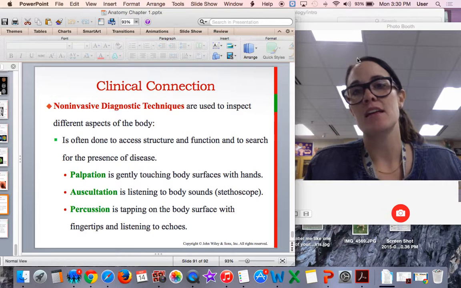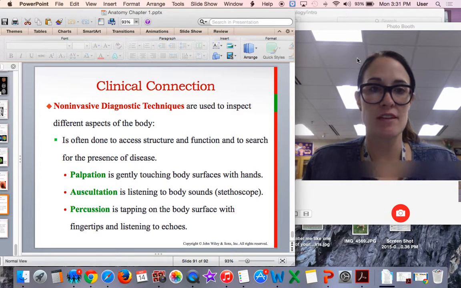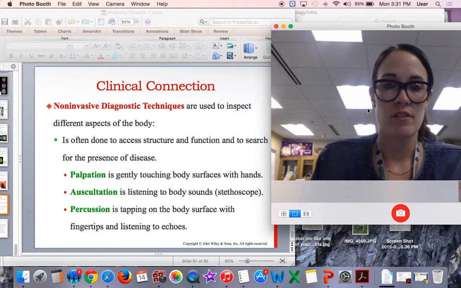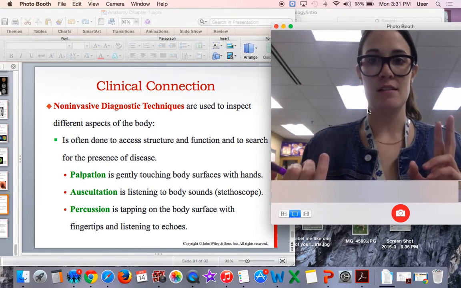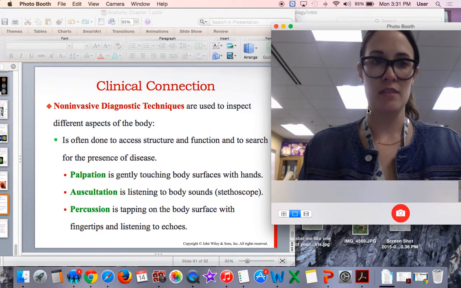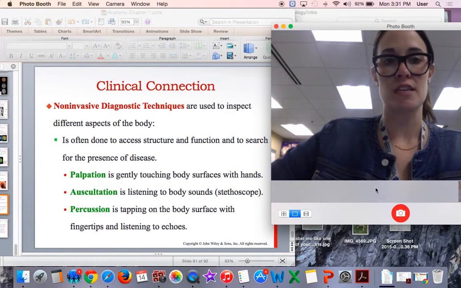Any technique that is non-invasive is called a non-invasive technique, and they're going to search for the presence of disease, assess the structure, is it normal, and the function of that structure, is it a normal function, is it carrying it out.